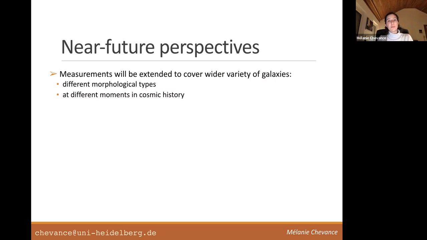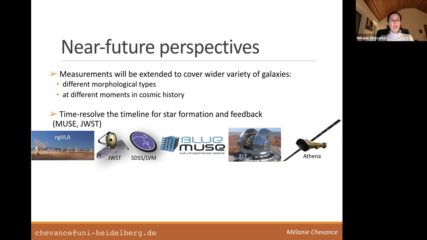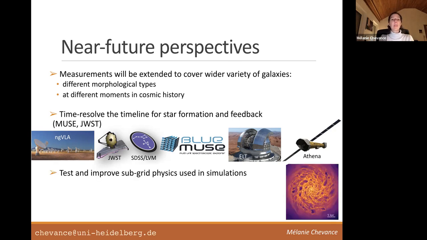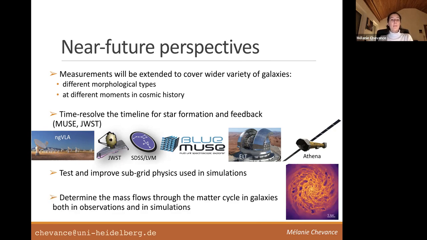So in the near future, we'll cover other galaxies with different morphological types, so early-type galaxies and at higher redshift. We'll use many more observations to really time-resolve the timeline of star formation and feedback, from gas assembly to the different phases of feedback. And we'll use these observational results to test and improve subgrid physics used in simulations. By putting all of this together, we'll be able to finally determine the mass flows through the matter cycle in galaxies, both in observations and in simulations.